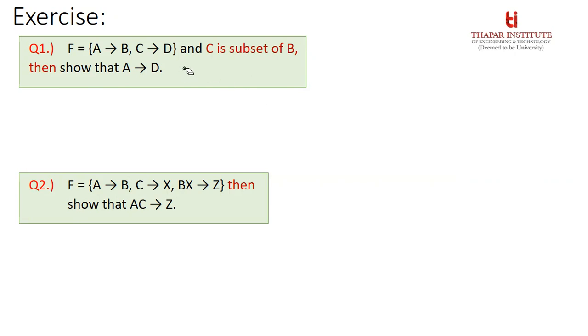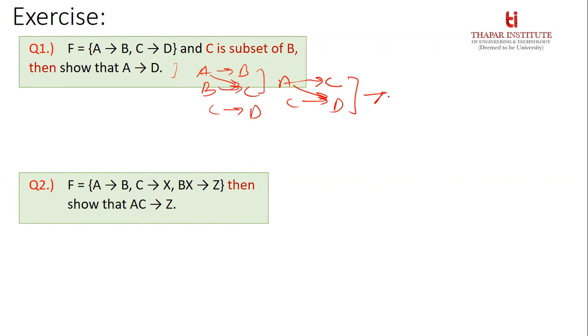Okay, so just check it. C is a subset of B. Show that... this was done earlier, right? Here we have A tends to B and B tends to C, and C tends to D is given. We have to identify A tends to D. So from these two, A to C comes, and C to D is given, so A to D follows. This was done earlier, so do this.